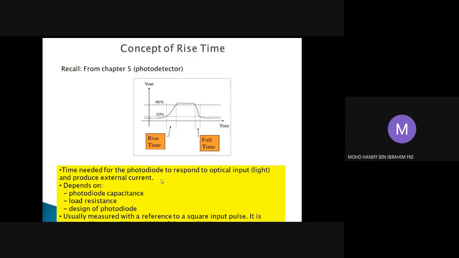So this is the diagram that I just cut from the chapter 5 slides. What is meant by the rise time? Rise time is basically the time between 10% and 90% of the voltage output value. So between 10% and 90%, this will be the rise time.